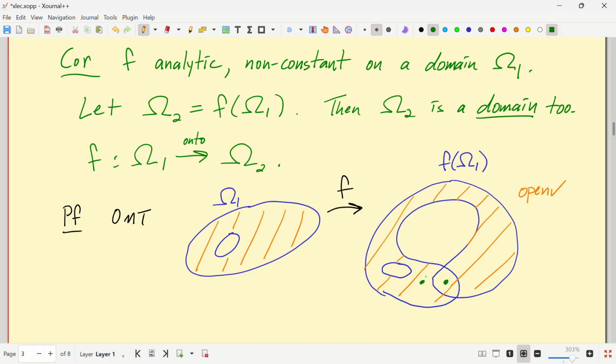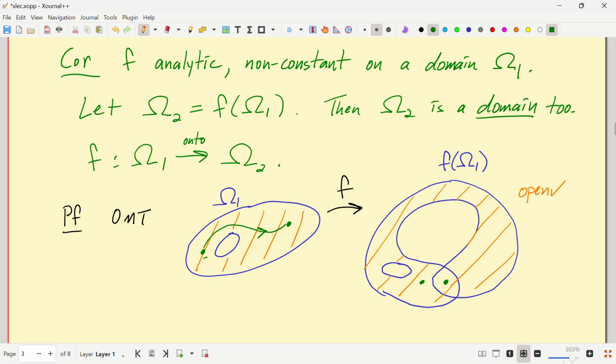I want to see there's a curve connecting those 2 points. Well, the obvious thing to do, let's see, those 2 points are over here someplace. So here's one and here's the other. And to get a curve connecting them on the image side, all I do is take a curve here connecting them.